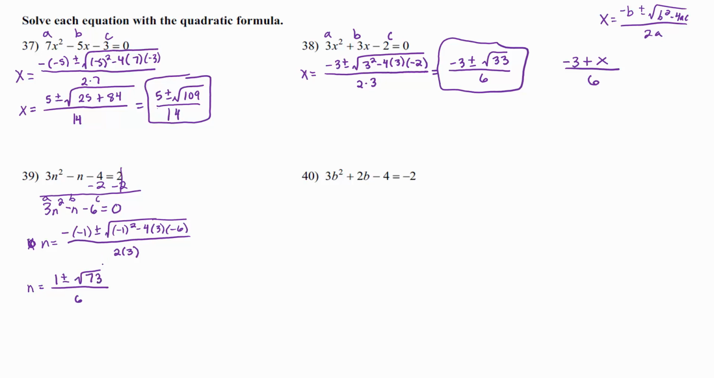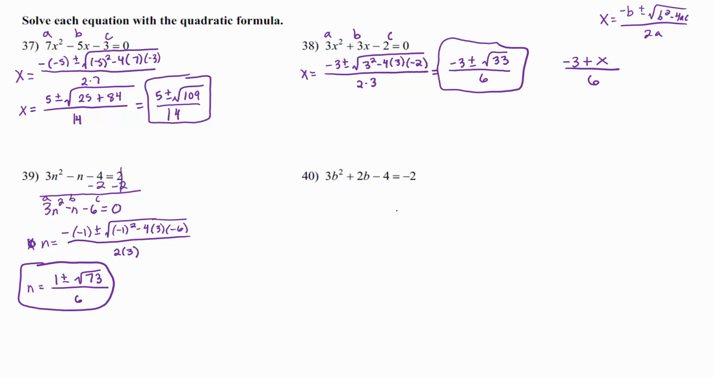Let's check, and I didn't actually say this on the last one, but we need to check the square root. The square root of 73 does not simplify because 73 is a prime number. 33 back here didn't simplify because all we can do is 3 times 11, and neither of those are perfect squares. So this is our answer.